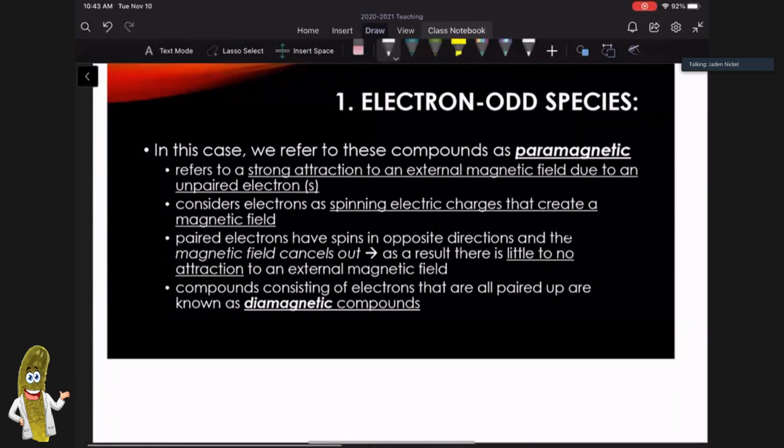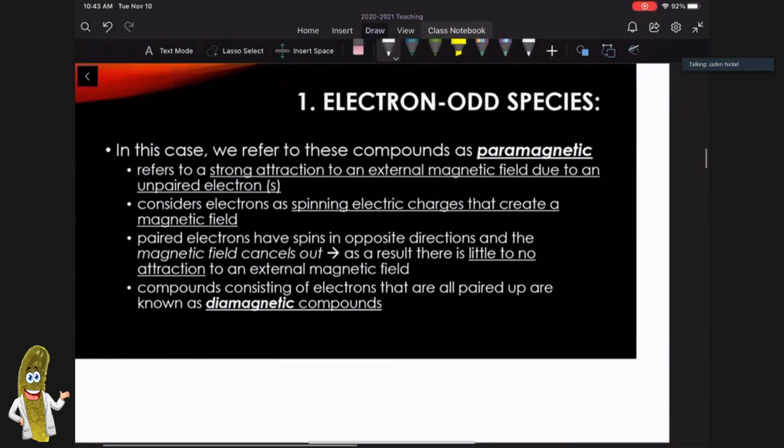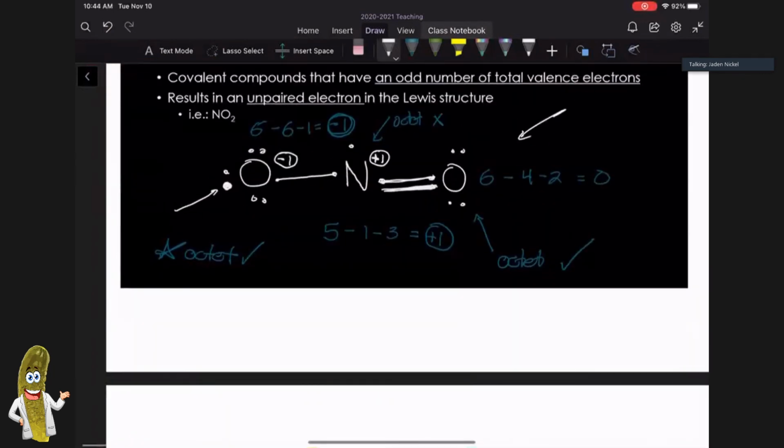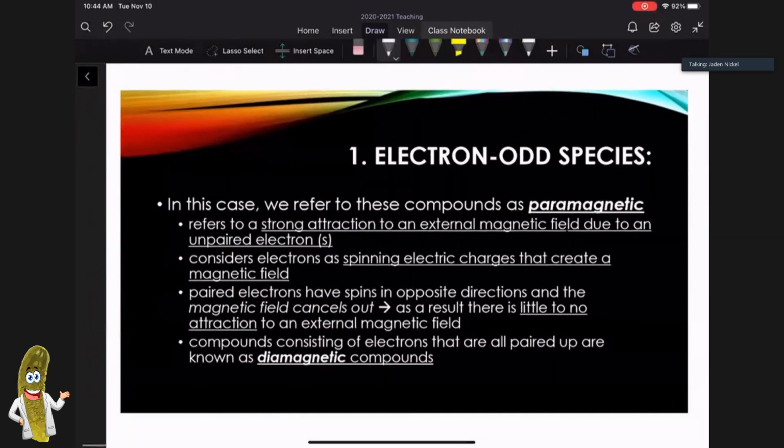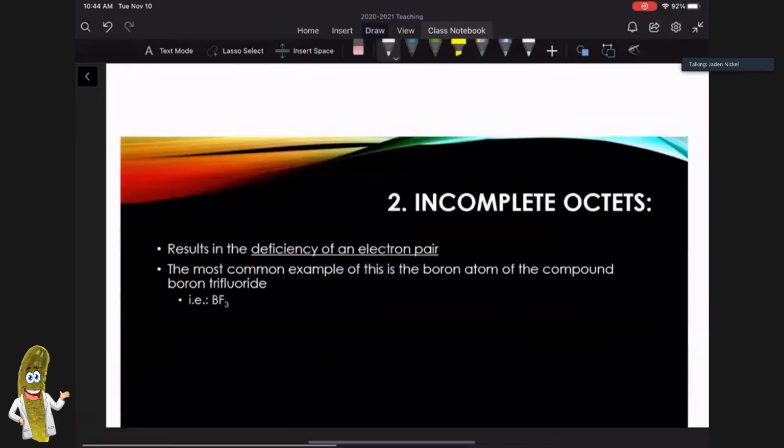This slide isn't super important, but basically what it's saying is we refer to electron odd species as paramagnetic. In other words, paramagnetic means that there is an electron, in this case this one here, that isn't paired up or doesn't make a bond. Any other compound that has all bonds or all pairs of electrons is called diamagnetic. So that's what that sentence there says. Other than that, this slide's not important.